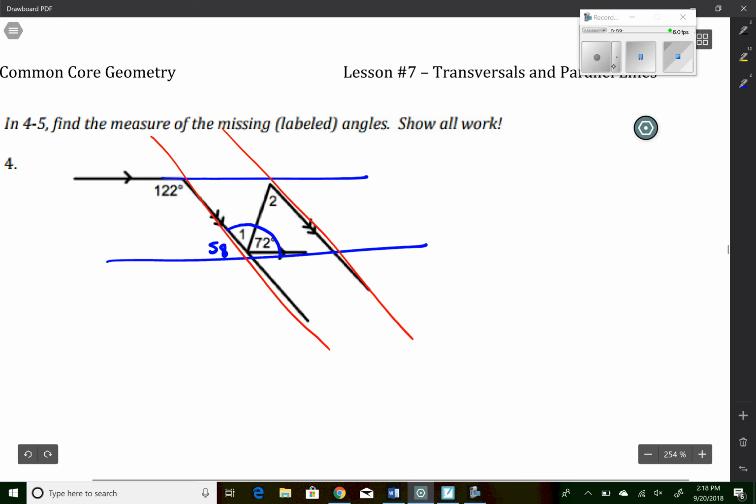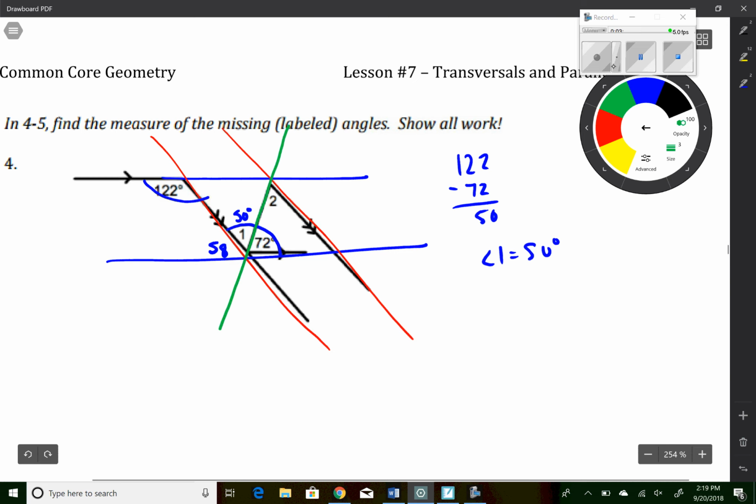If angle 1 is 50 degrees, and I'll use another color here, this line is a transversal, right? So if that angle is 50, where the red line and the green line intersect should also be 50, so I have a 50 up here as well. Then angle 2 is also 50 because it's a vertical angle.